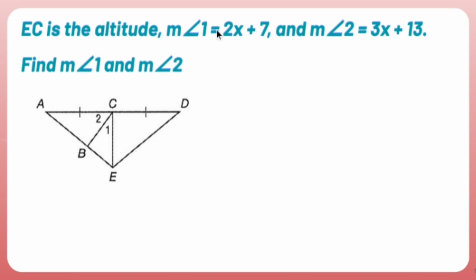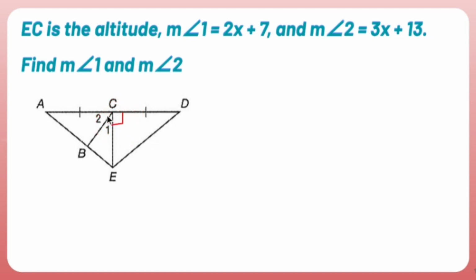Altitude. The measure of angle 1 is 2x plus 7, and the measure of angle 2 is 3x plus 13. Find the measure of angle 1 and the measure of angle 2. All right. What is an altitude? An altitude is a fancy word for height. If you're going to measure the height of anything, it has to be straight up and down. So since EC is the height of this triangle right here, EC has to be straight up and down.